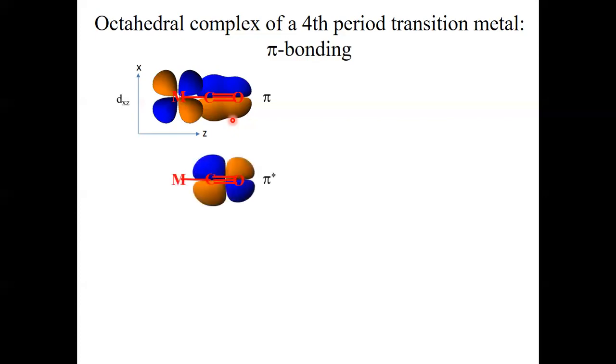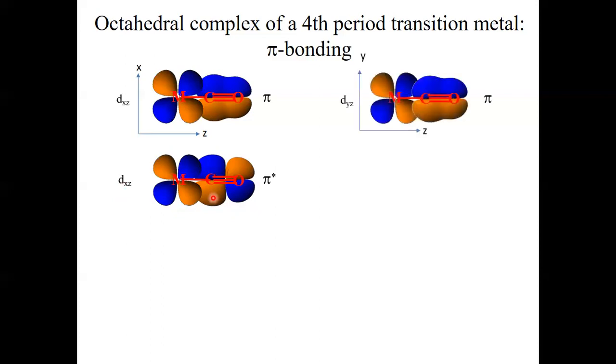Then the same can also be arranged for the pi star molecular orbital. The pi star molecular orbital has a node in between the carbon and the oxygen, but the lobes are also oriented so that we can create orbital overlap with a metal d orbital. So for this one also, we can create pi orbital overlap with the dXZ orbital. See that this lobe overlaps with this lobe here in pi fashion, and that this lobe here overlaps with this lobe of the pi star molecular orbital in pi fashion.